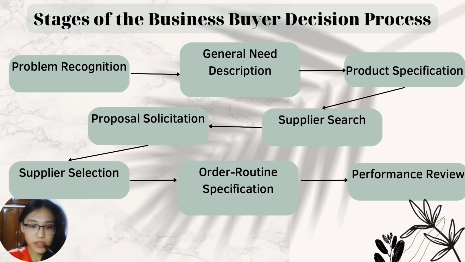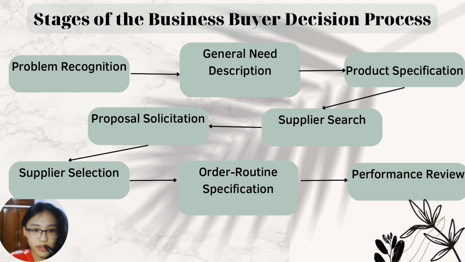In the second step, the buyer prepares a general need description that describes the characteristics and quantity of the needed item. Then in the third step, they need to provide a description or statement outlining key requirements for building a new feature, functionality, or product. In the fourth step, they conduct a supplier search to find the best vendors. Fifth, the buyer invites qualified suppliers to submit proposals. Sixth, the buyer reviews proposals and selects a supplier or suppliers.